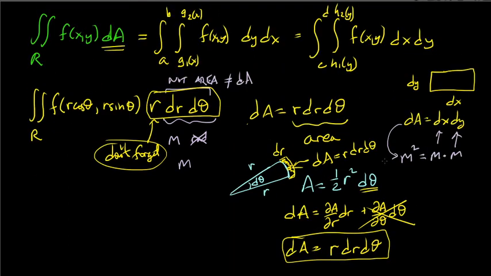Yeah, and there are other ways to explain this, but this should give you the idea of why you need to multiply by r when converting from dy dx to dr d theta. This is r dr d theta, not just dr d theta. Okay, so I hope that helps.